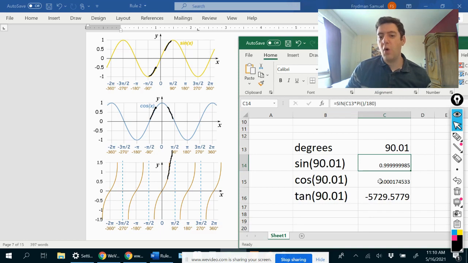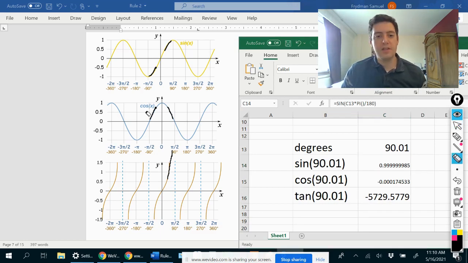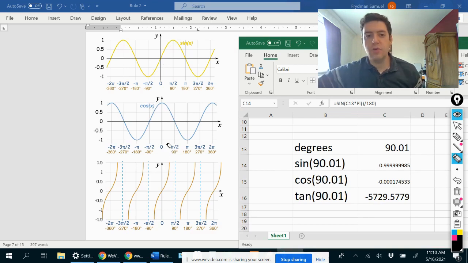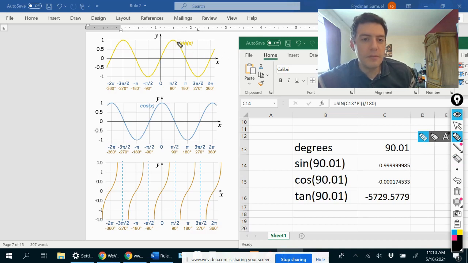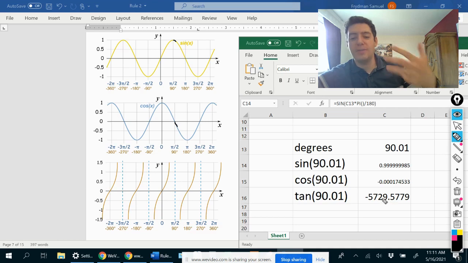But it is negative. And why is it negative? Well, that's because as we go past the 90 degree mark, over here the sine is still positive, but the cosine is negative now, right? We were getting closer and closer to 0, and then we pass 0 for cosine, and now we're in negative territory for cosine. So now we have a positive divided by a negative. Okay, around here, the cosine is still very small, which is why we're getting a very large absolute value over here for tangent.